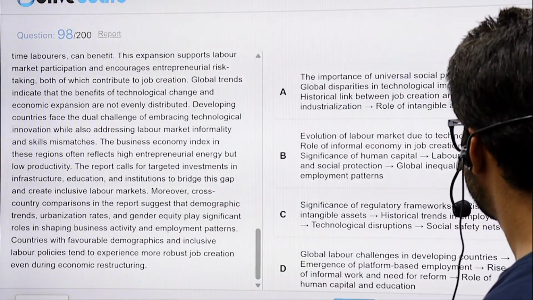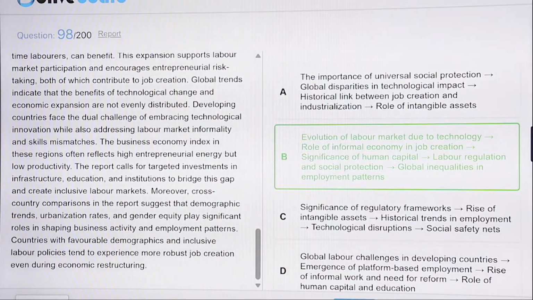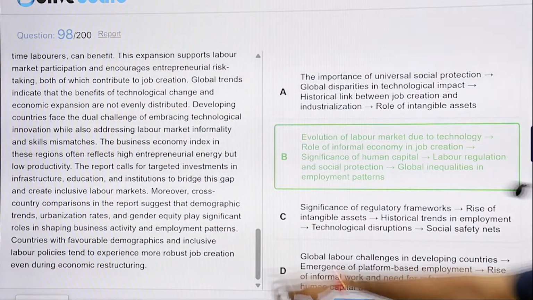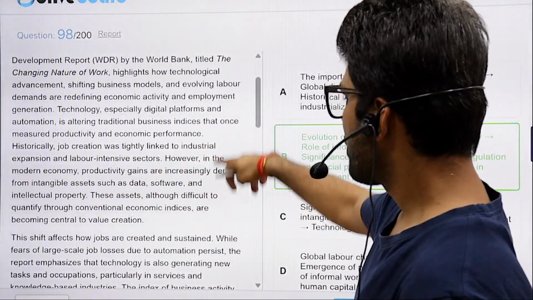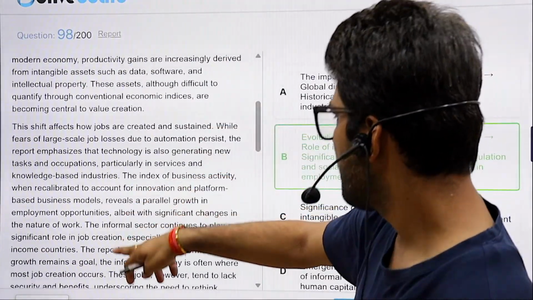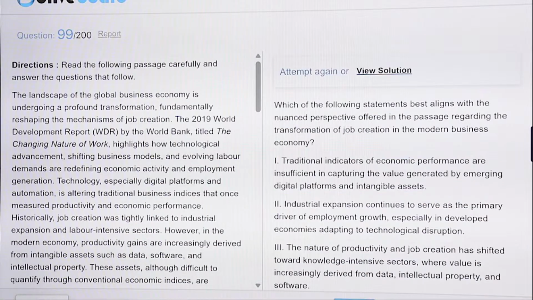Yes, yes. Evolution of labor market, you started with. Then role of informal economy. You did mention that. The first para, historically job creation was this. Then you came on to this informal sector. Yep, it is correct. Sure.